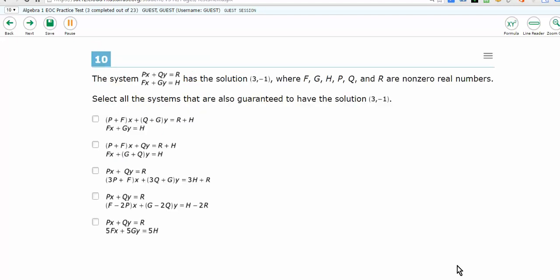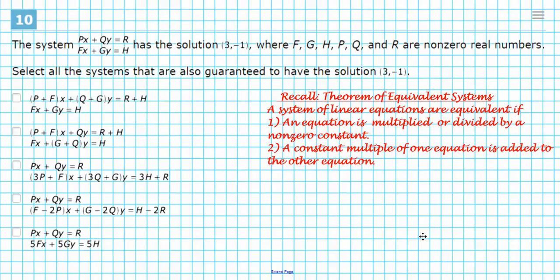All right, let's take a look at question number 10. It says the system, p of x plus qy equals r and fx plus gy equals h has a solution 3, negative 1, where f, g, h, p, q, and r are non-zero real numbers. Select all the systems that are also guaranteed to have the solution 3, negative 1. So this is a multiple response answer where you might have more than one correct answer to the problem. All right, so let's go ahead and do it.